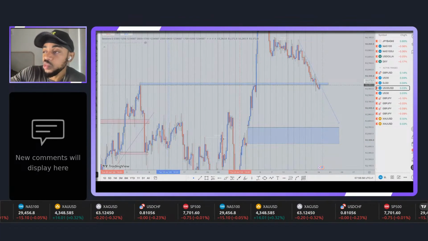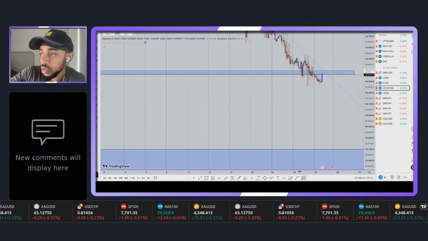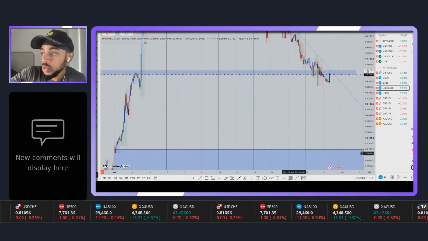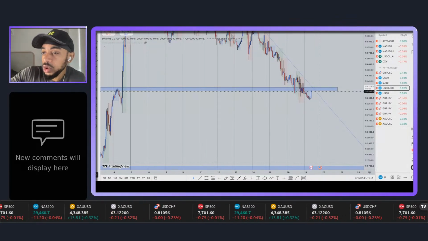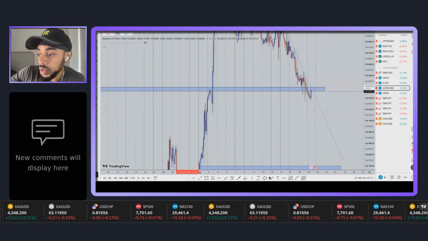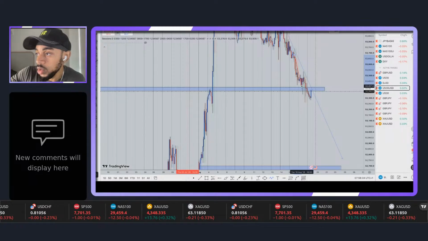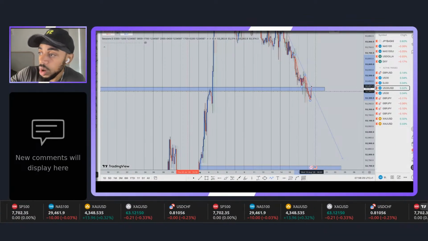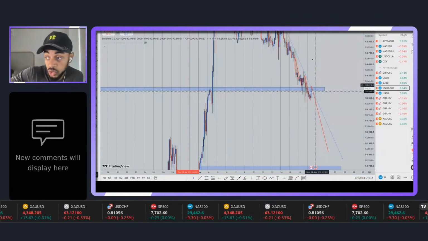This is US 30 on the 1 hour time frame. So for me, it's pretty much simple to what's been going on here. If I was to quickly jump maybe into the 2H, we can clearly see lower high, lower low, lower high, lower low. We're just creating a lower high for price to continue to push towards the downside if we are bearish.